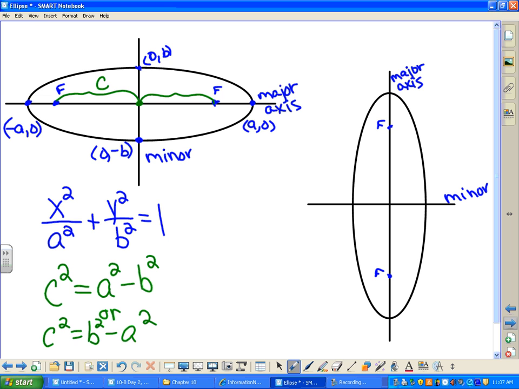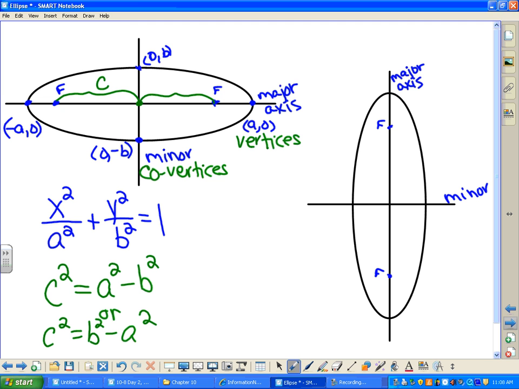Let's see. These points that are on the major axis, we call our vertices. Vertices are those points on the major axis, those endpoints on the major axis. The endpoints on the minor axis are called covertices. And that's just terminology that you're going to need when you go through and try to work out some of these problems, because they'll tell you vertices or covertices, and you just want to know if they're on the major or the minor axis.